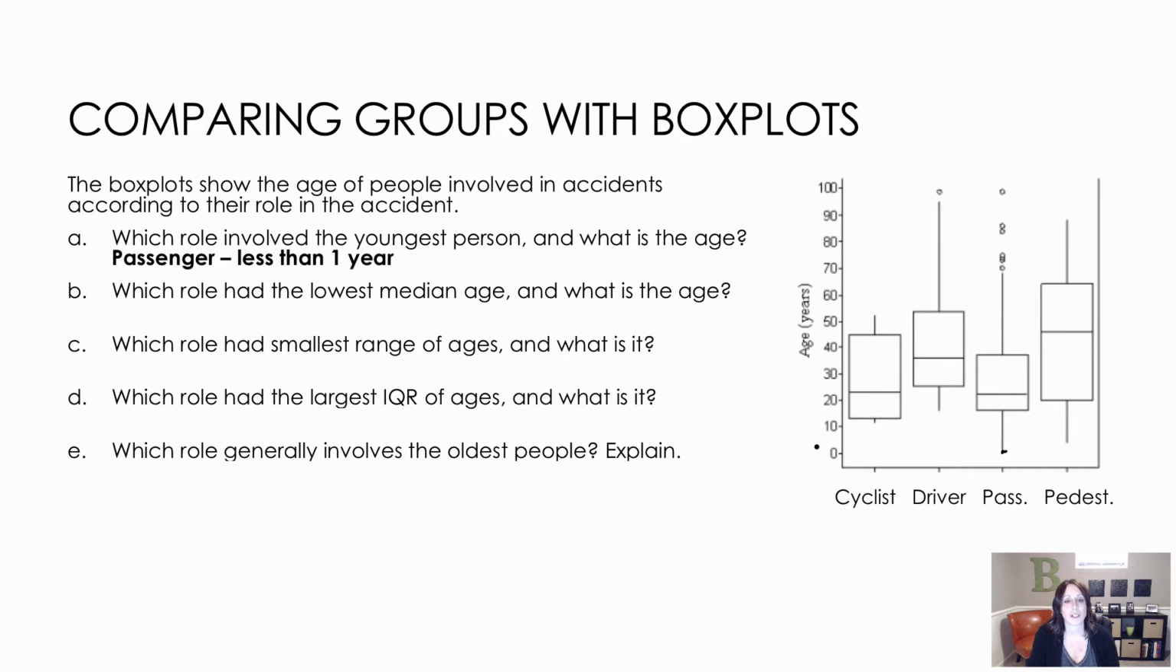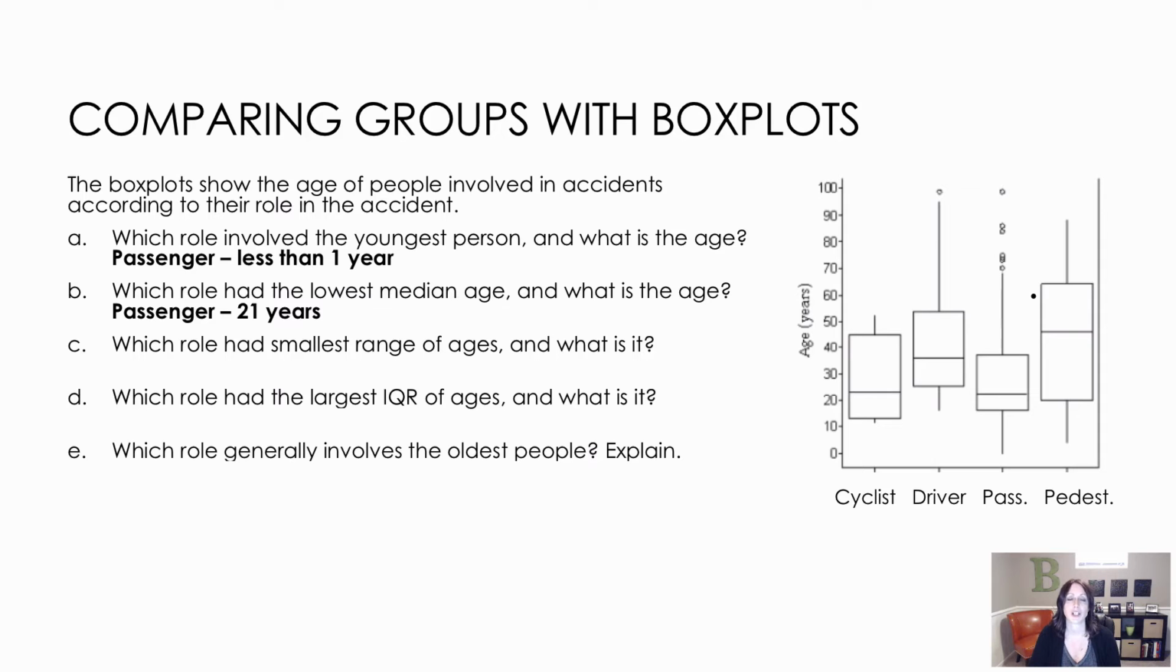Which role had the lowest median age? So remember the median, we would be looking at the bars in the middle of our boxes. That's our median. That cuts our data right in half. So it looks like the cyclist and passenger are really close, but it looks like the passenger might be a little bit lower. So the lowest median age would be passenger at about, say, 21 years old.